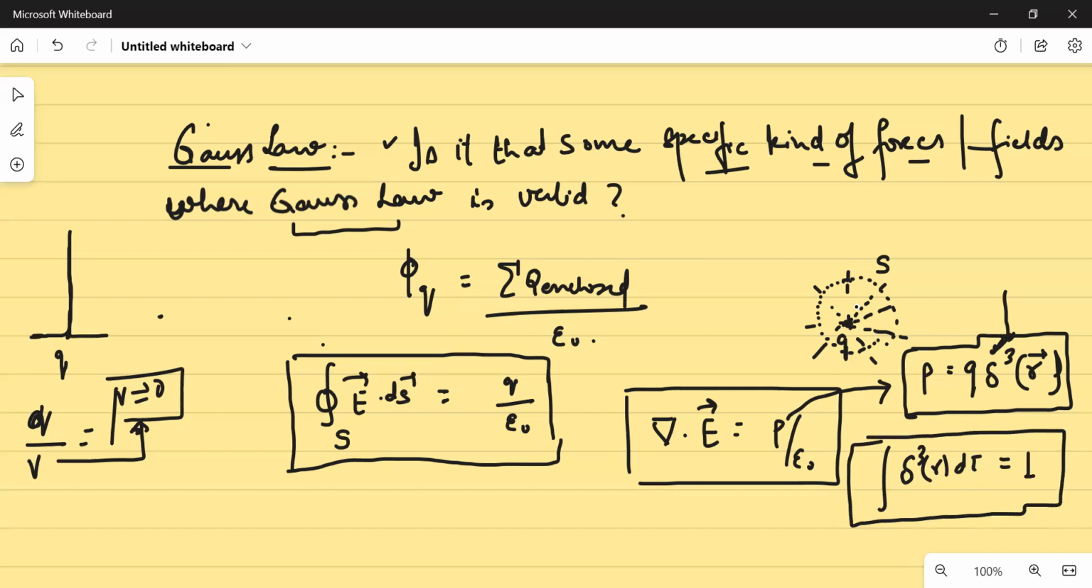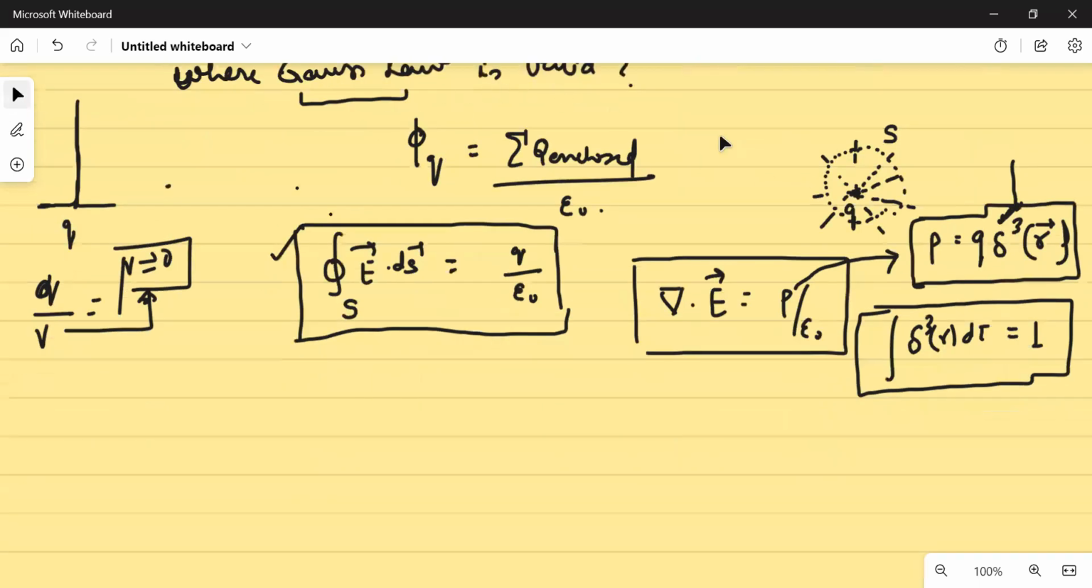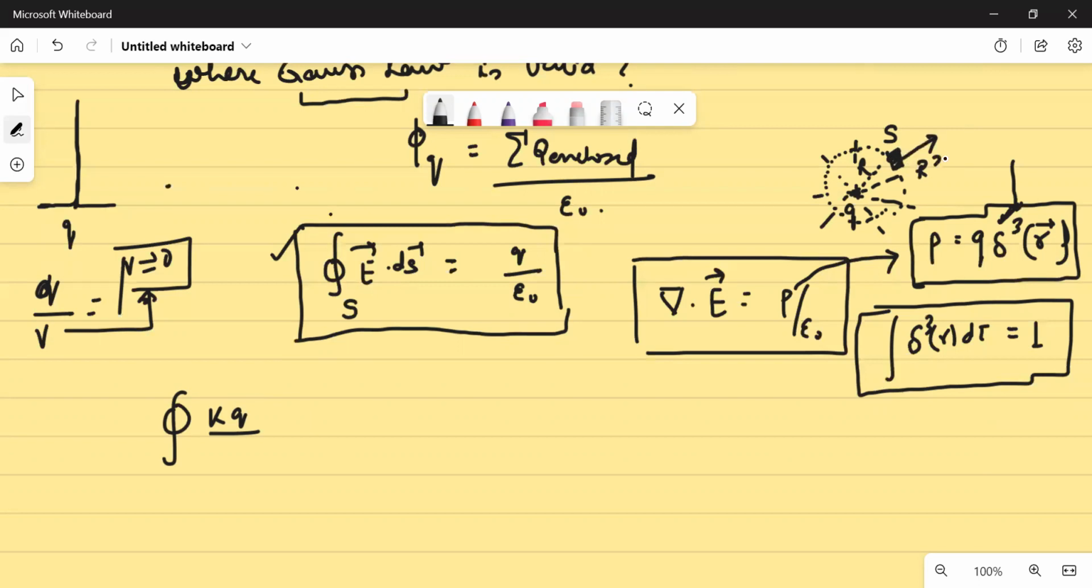Now, if I want to find the charge enclosed, there are two ways. One way is to simply find the net electric flux. The net electric flux due to this particular surface should be equal to Q upon epsilon naught. Let us see if that is the case or not. For simplicity, I'm making a sphere of radius capital R. Because of my point charge Q, the net flux enclosed, and if this is the surface, the surface area element is given by R square sine theta d theta d phi r cap. This is how it is written.